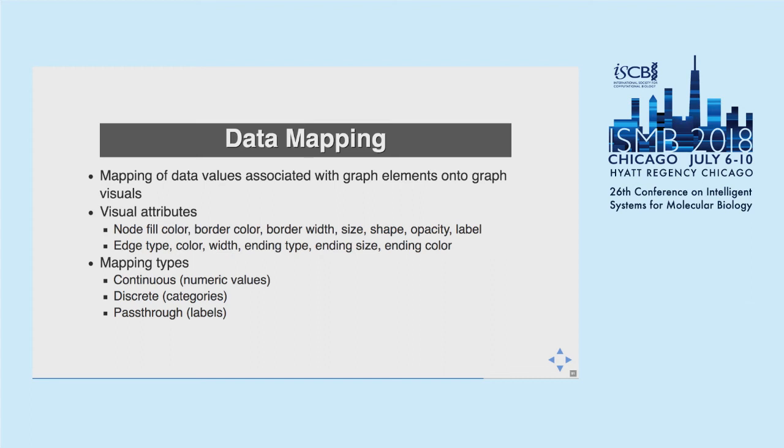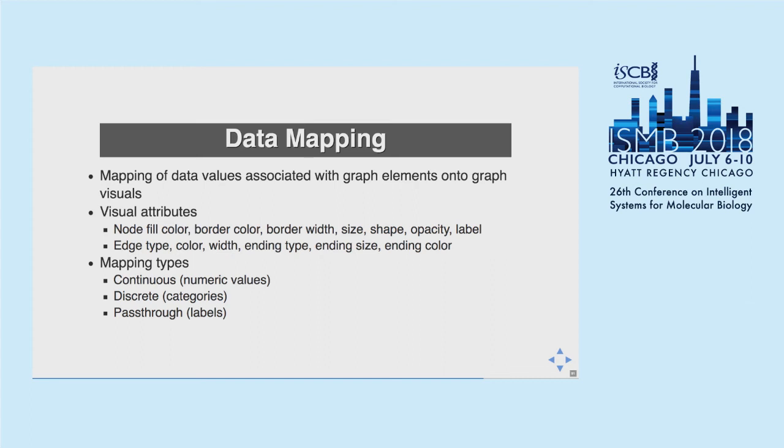I can do it in a couple of different ways. I can use a continuous mapping. So when you saw me put up that gradient, that was a continuous mapper. Any numeric value, okay, I can use a continuous mapper to map to some of these visual attributes. Typically, I would use continuous mappers for size. I would use it for color.